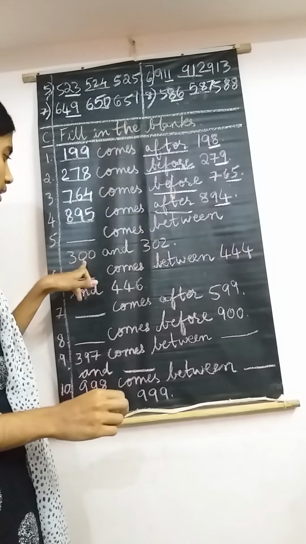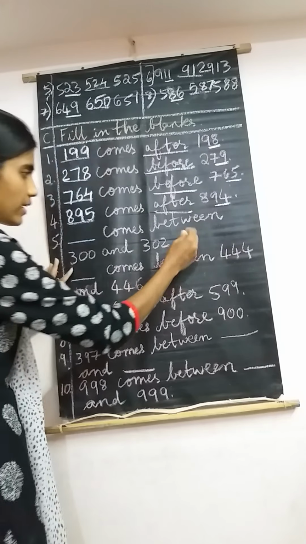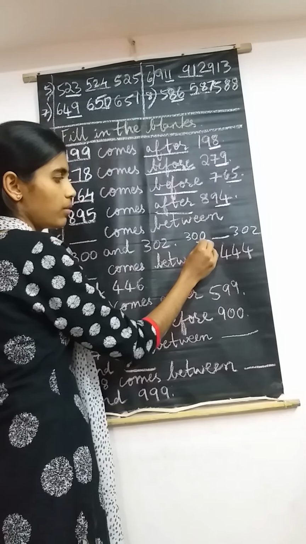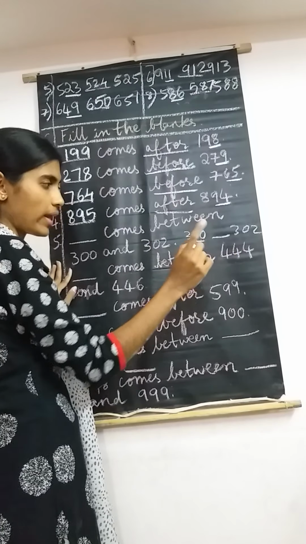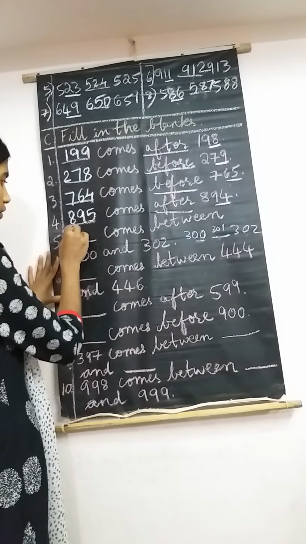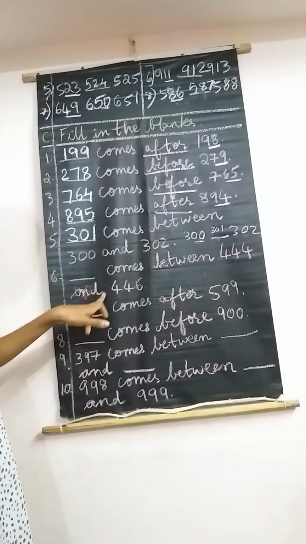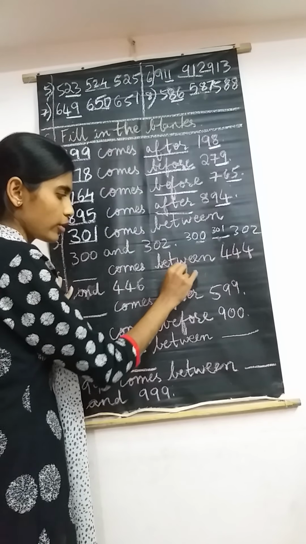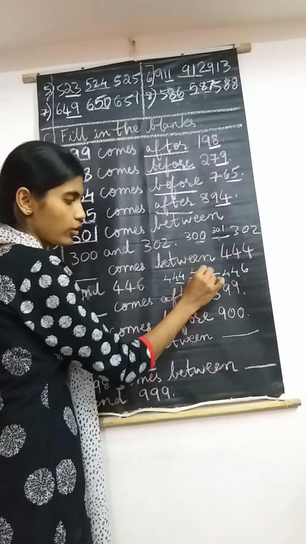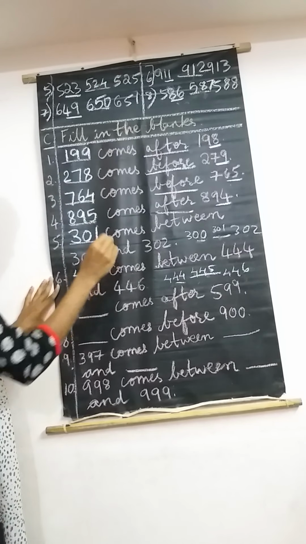Dash comes between 300 and 302. Okay, between what? 300 is here, dash, 302. So, between 0 and what comes afterwards? 1. So, between 300 and 302, what comes? 301. So our answer is 301. Dash comes between 444 and 446. So what comes after 44? 445. Yes or no? So let us write here 445.